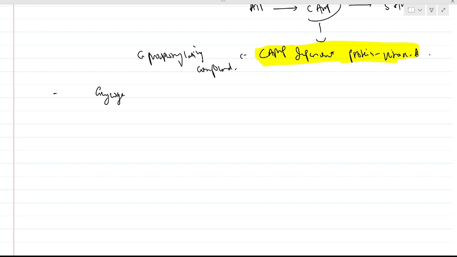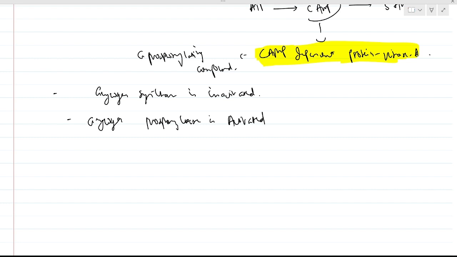So glycogen synthase is inactivated, very simple. And glycogen phosphorylase is activated. So glycogen synthesis does not take place, glycogenolysis takes place. Both of these enzymes are phosphorylated. Upon this phosphorylation, the synthase enzyme is inactivated, and the glycogen phosphorylase enzyme is activated.